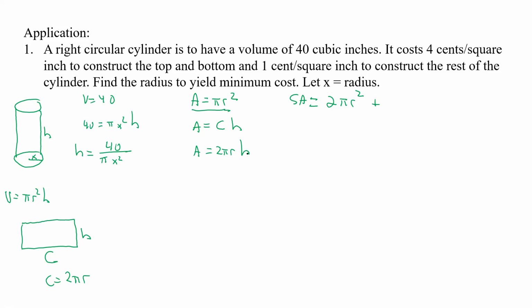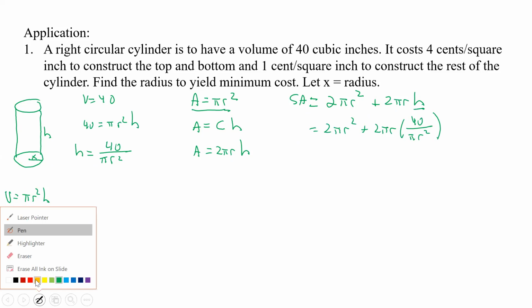2 pi r h, okay, because that's going to be this surface area, but we need everything in terms of r. So, here we plugged it in as x, but let's go back and put everything as r, and then at the very end, we'll just remember it's going to be the x, okay? So this was 2 pi r h, but h was equal to that. So then we have 2 pi r squared plus 2 pi r times 40 over pi r squared, okay?